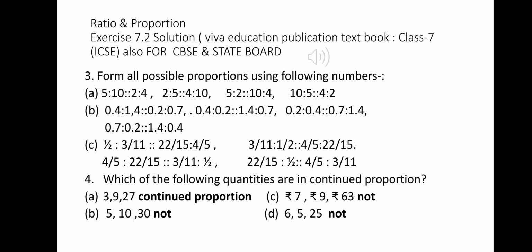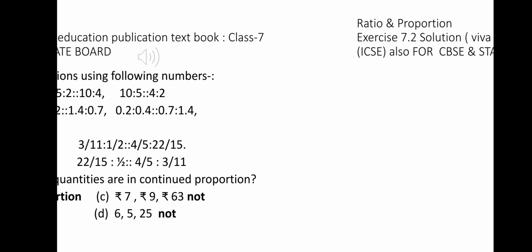So you have to check whether the first two quantities have equal ratio with the third and the fourth quantity. So that is in the third question I have explained. So third question is here.